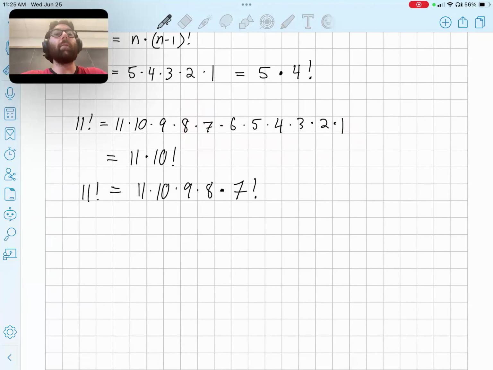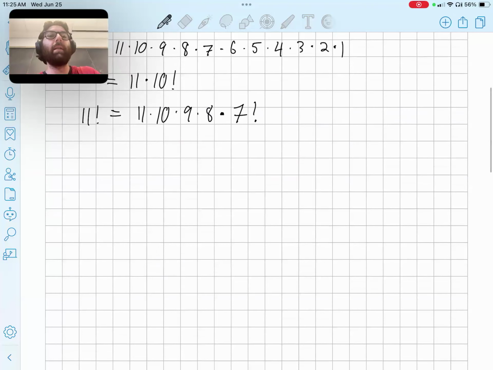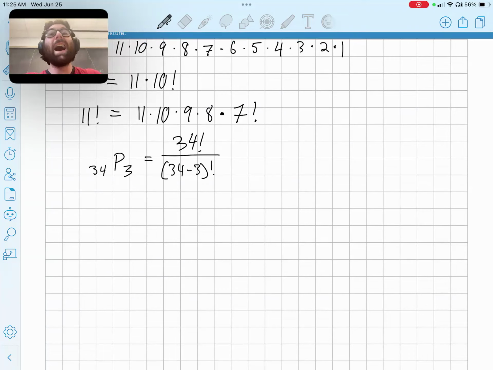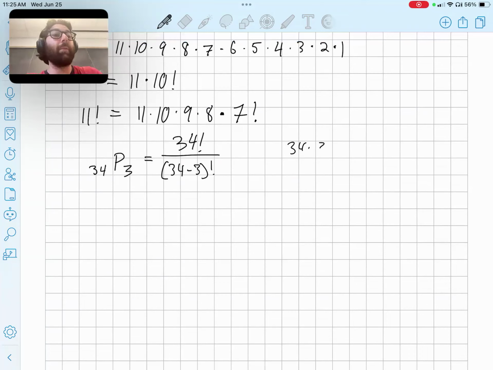And this is really useful when we're computing permutations. So if I wanted to do 34 permute 3, then, well, I'm not going to write out 34 factorial. That's 34 factorial over (34 minus 3) factorial. I don't want to write out 34 times 33 times 32 times 31 times 30 times 29 times 28, etc. That's going to take me forever, and it's going to take me even longer to actually do.